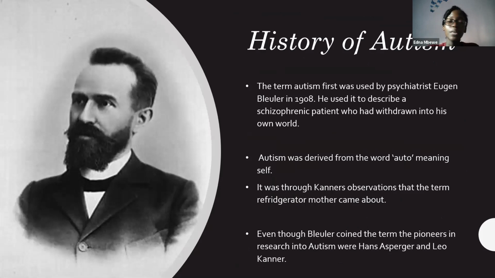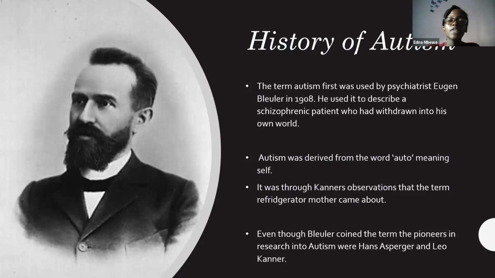So now the big question here, ladies and gentlemen, is how did autism come about and who coined it? The term autism was first used by psychiatrist Eugen Bleuler in 1908. He used it to describe a schizophrenic patient, who had withdrawn into his own world.